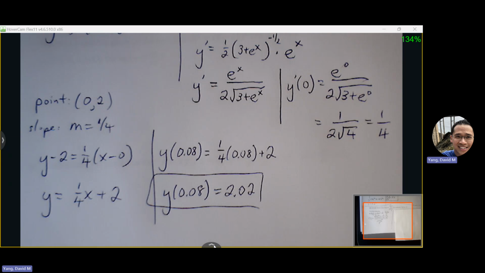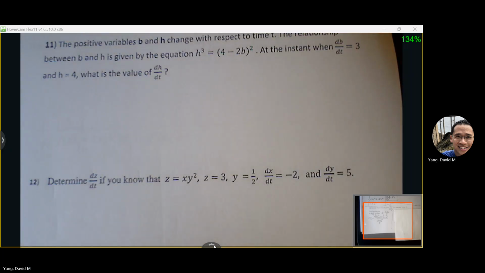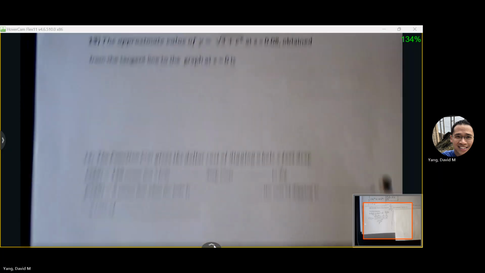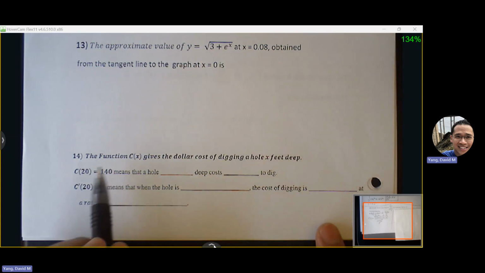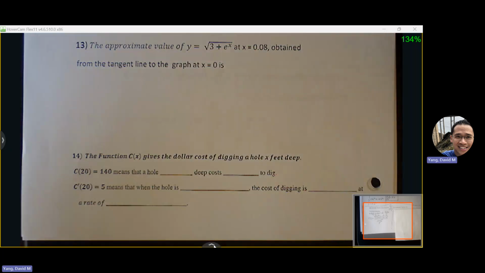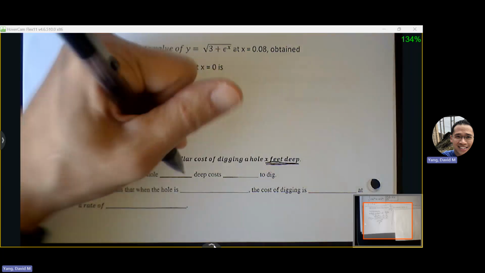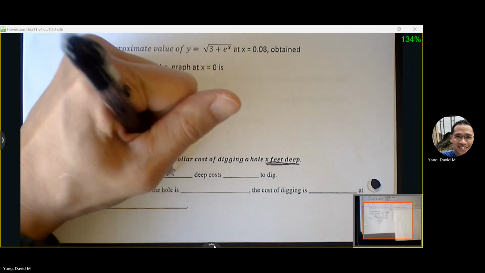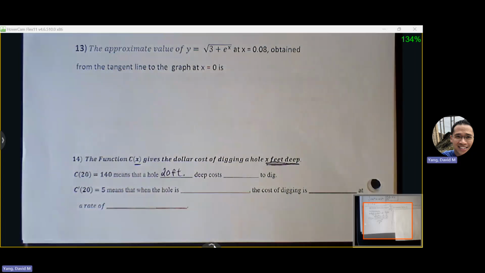Okay, 14. This is just interpreting function and derivative notation. Function c of x gives the dollar cost of digging a hole x feet deep. So c of 20 equals 140. This is just at the function level. It means that a hole this x feet deep, so x is the input, and the cost is the result based off of how deep that hole is.